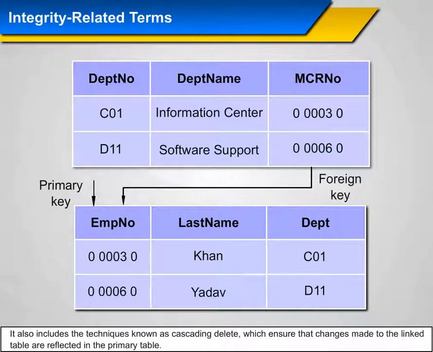It also includes the techniques known as cascading delete, which ensure that changes made to the linked table are reflected in the primary table.